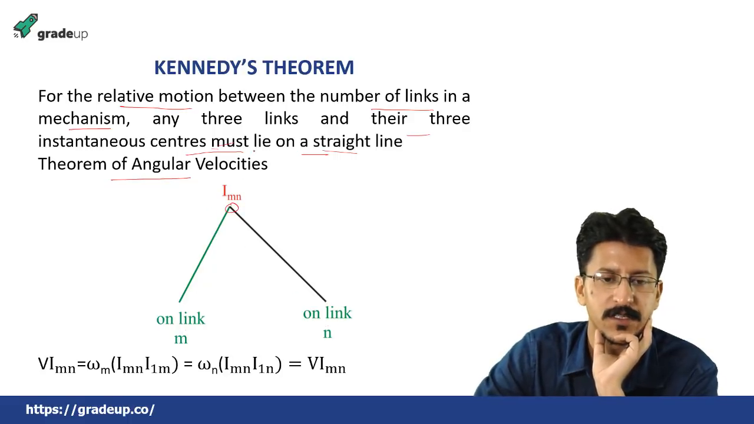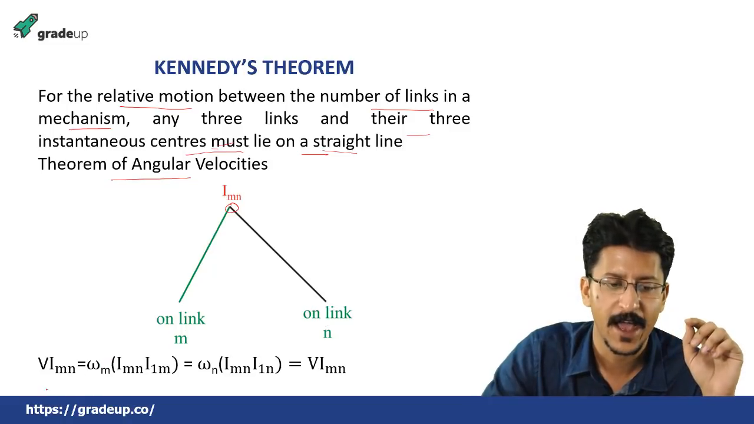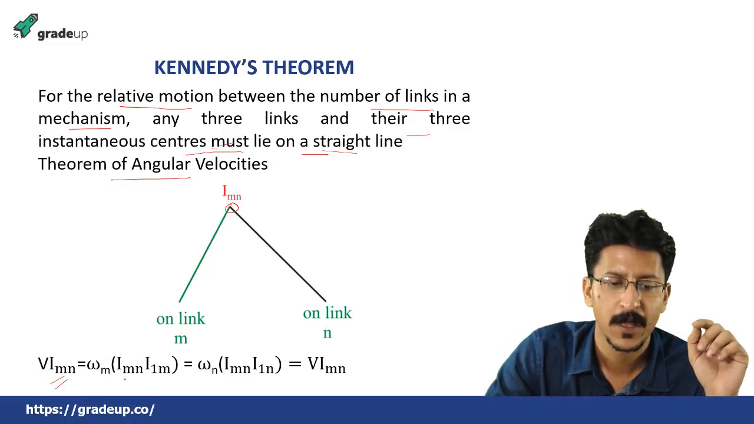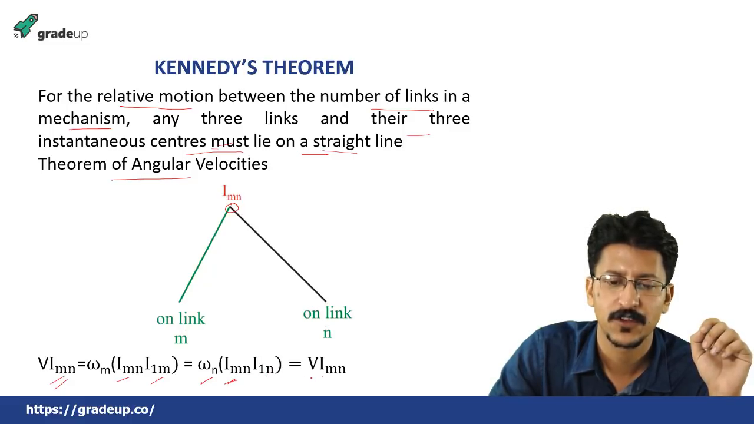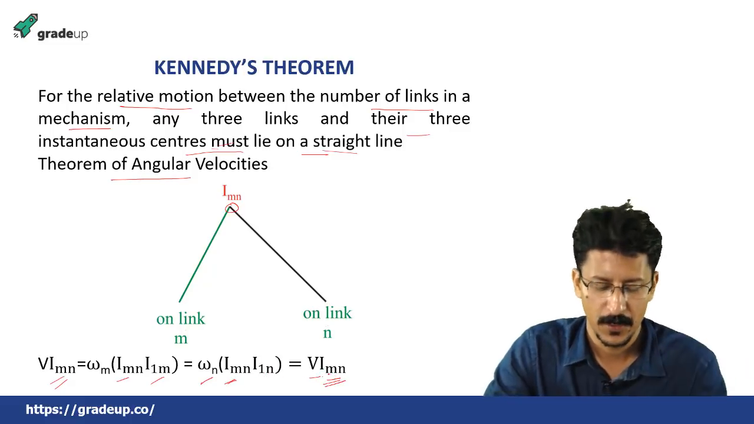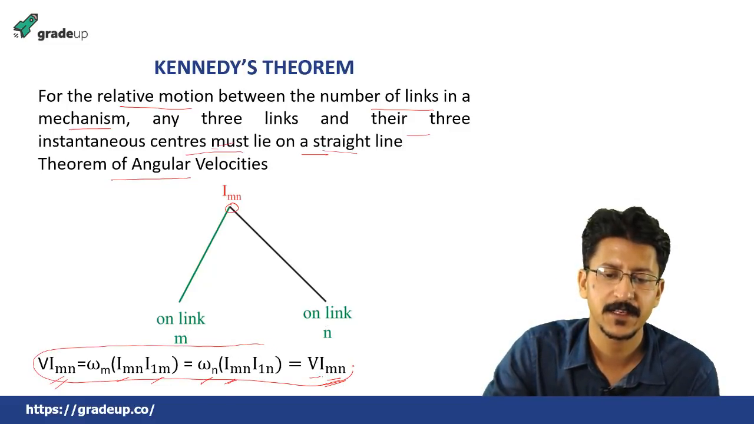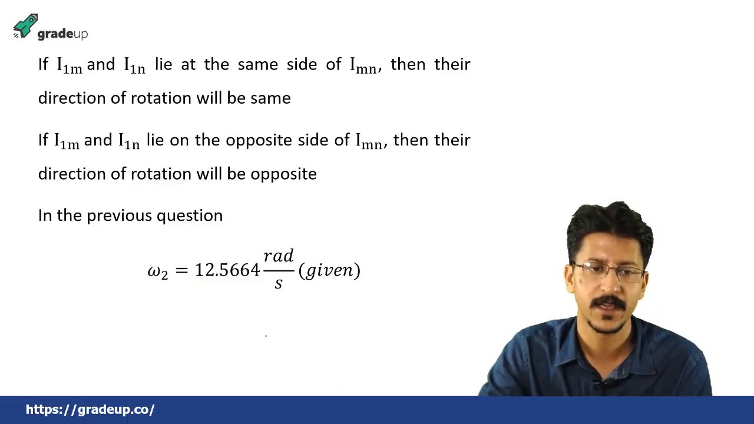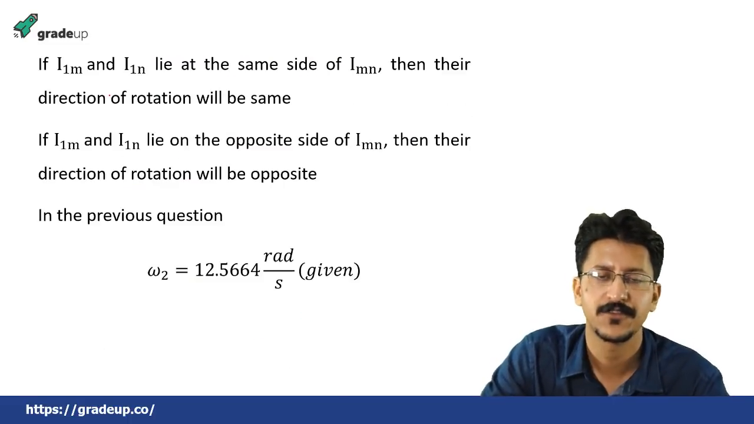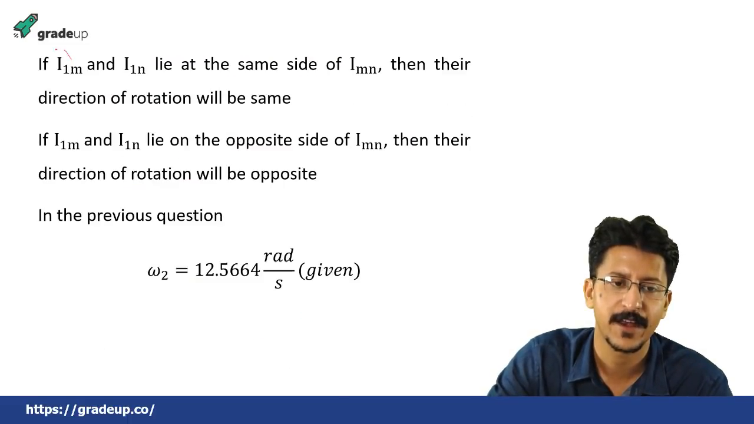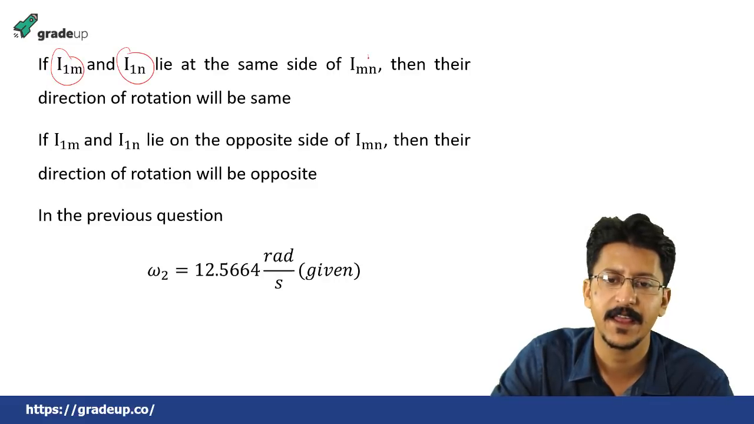So according to Kennedy's theorem, the velocity of IMN is equal to omega M times IMN I1M, which is equal to omega N times IMN I1N, that is equal to the velocity of IMN. So this is the basic equation of Kennedy's theorem that is to be used. In this case we have three I centers, that is I1M, I1N and IMN.